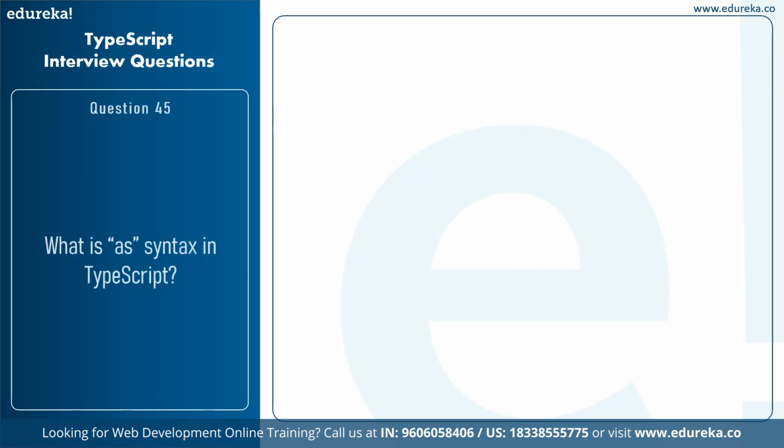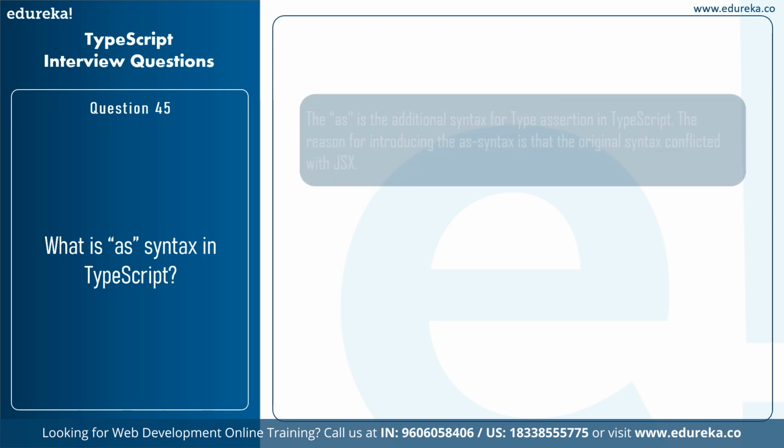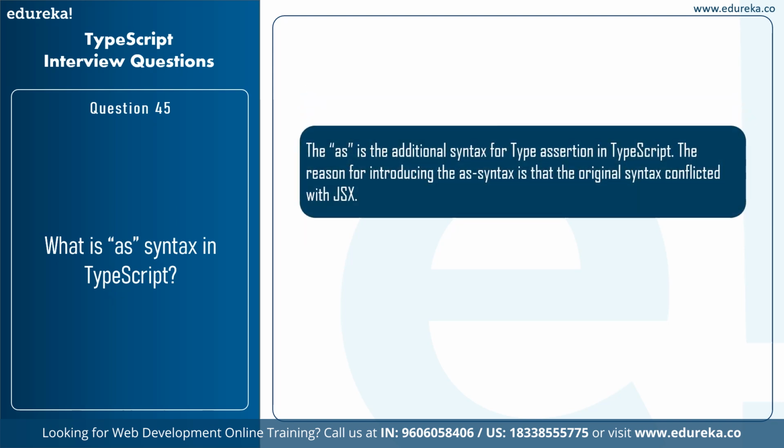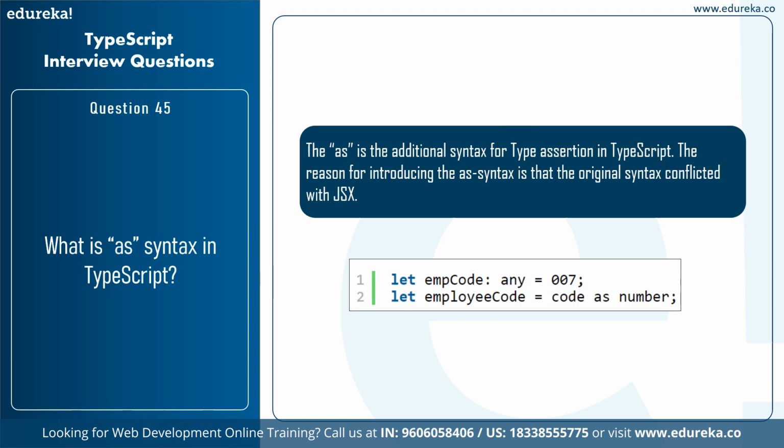Now moving on, what is the as syntax in TypeScript? The as is the additional syntax for type assertion in TypeScript. The reason for introducing the as syntax is that the original syntax conflicted with JSX. So here you can see an example where the first thing is the employee code whose data type is any, and we have passed a number. That is the EMP code.